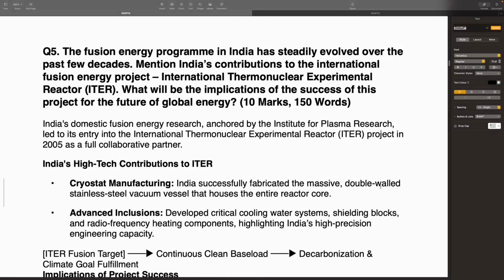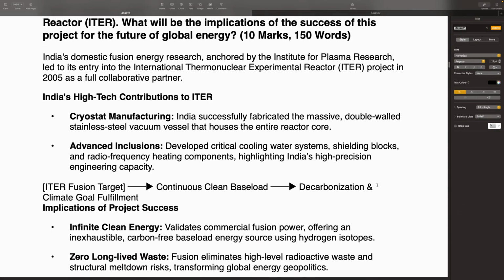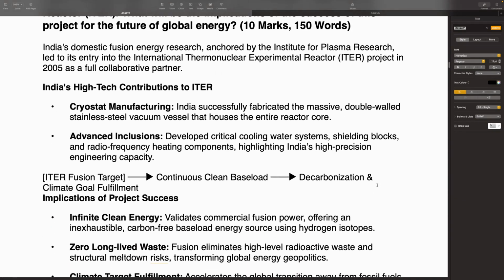The fusion energy program in India has steadily evolved over the past few decades. Mention India's contribution to the International Fusion Energy Project, International Thermonuclear Experimental Reactor. What will be the implication of the success of this project for the future of global energy? India's domestic fusion energy research, anchored by the Institute of Plasma Research, led to its entry into the International Thermonuclear Experimental Reactor project in 2005 as a full collaborative partner.